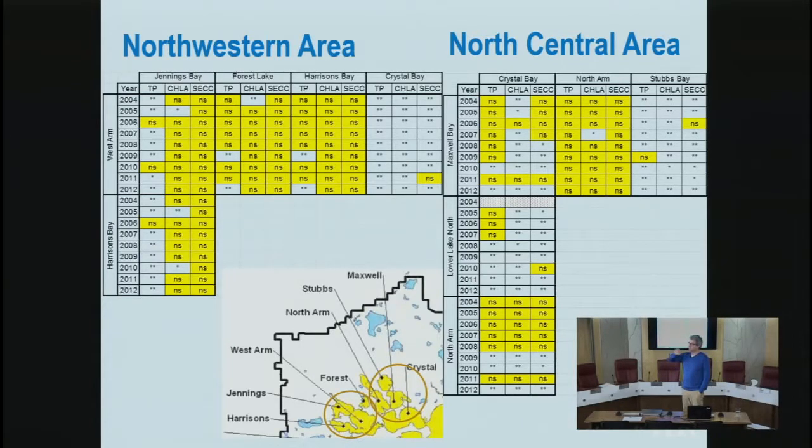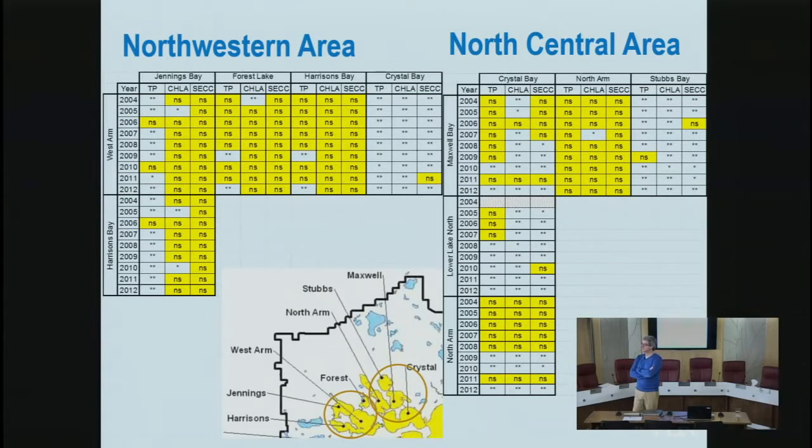I looked at Crystal Bay as well, because there's that little outlet into Crystal Bay, and it's a completely different system at that point. So if you look at Crystal Bay, you don't see a lot of yellow in that figure, which means it's unique from those other bays, Jennings, Harrison, West Arm.